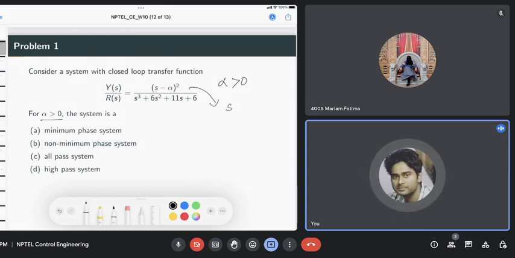So the zero will be alpha. We have two zeros there because of the presence of the square, so the multiplicity will be 2, and this is positive. So you see that the zeros of the transfer function are located in the right half plane, and thus the system will be a non-minimum phase system.